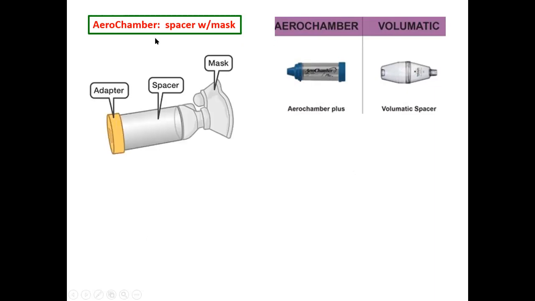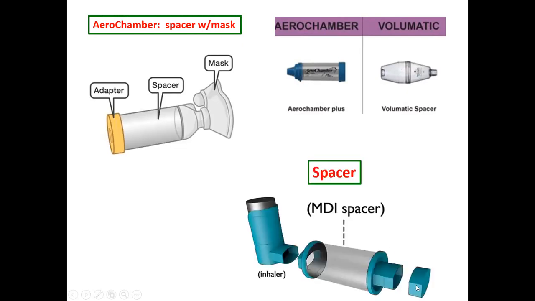Now this right here is called an AeroChamber, or an AeroChamber with a mask. So you can see right here, this mask goes over the nose and the mouth. It's got a spacer, and the MDI plugs in here. And then here's another spacer. The difference with the AeroChamber is it's got ventilated openings, and so you're able to actually breathe and breathe. You get a much better dose. It's more expensive, but it's much better for children.